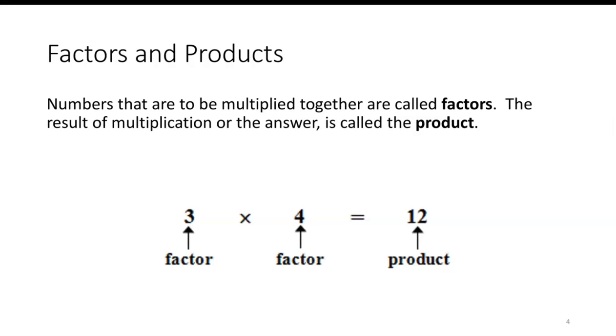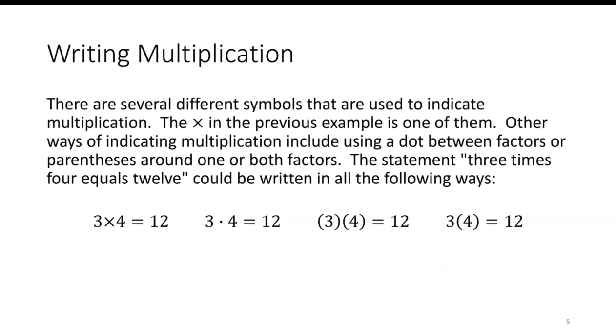Numbers that are to be multiplied together are called factors. The result of the multiplication, or the answer, is called the product. There are several different symbols that are used to indicate multiplication. The cross in the previous example is one of them. Other ways of indicating multiplication include using a dot or parentheses around one or both factors. So the statement 3 times 4 equals 12 could be written in all of the following ways.